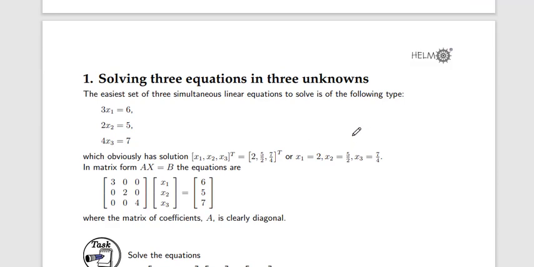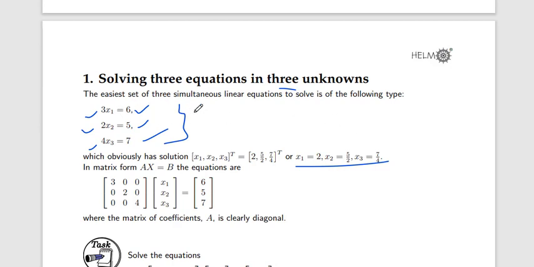Now first of all, we will start with three unknowns but a very simple set of equations. Here 3x1 is equal to 6, 2x2 is equal to 5, and 4x3 is equal to 7. Three equations, three unknowns. This is simple. If 3x1 is equal to 6, then x1 is equal to 2, x2 is equal to 5 by 2, and x3 is equal to 7 by 4. We easily find the solution.